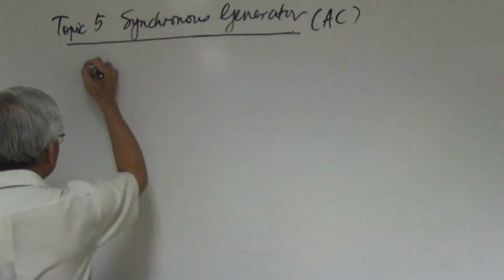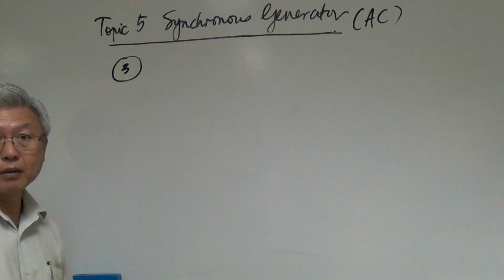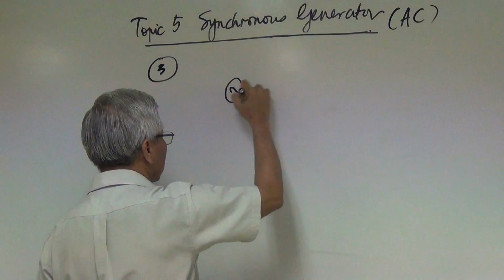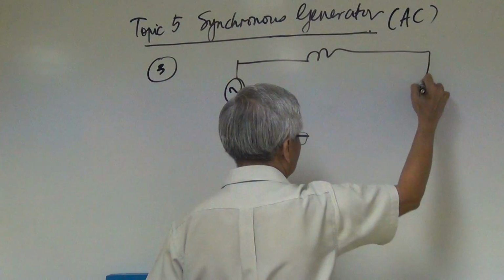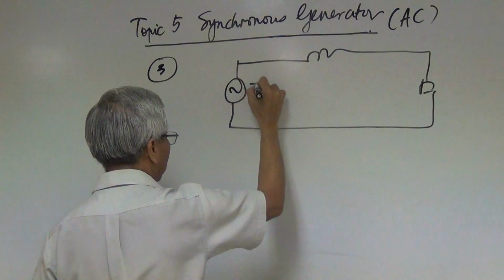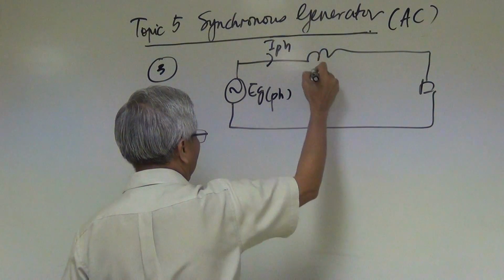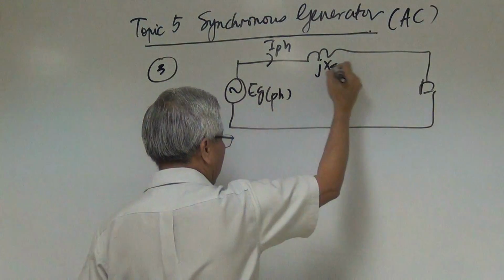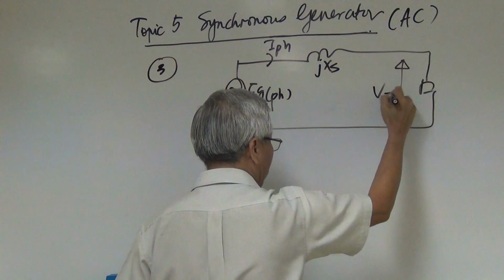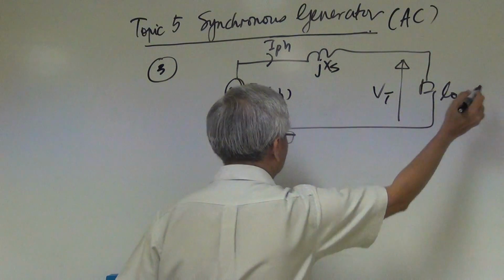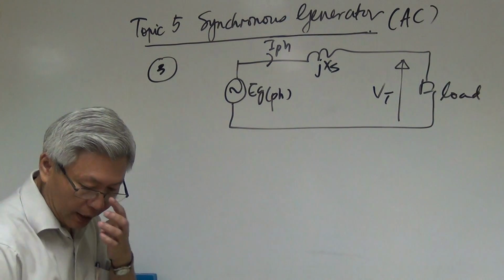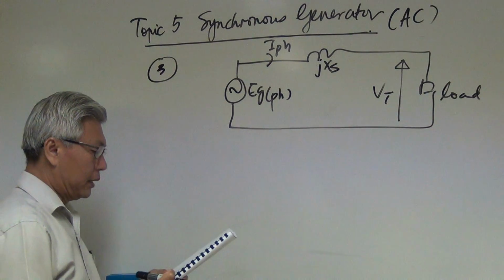Alright, the third one was about the circuit. Remember the circuit? So this is E_G per phase, and this is the phase current, and this is jX_s, and this is the terminal voltage, and this is the load. Let's find a question of this nature.